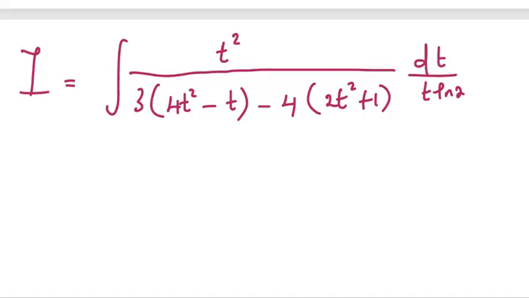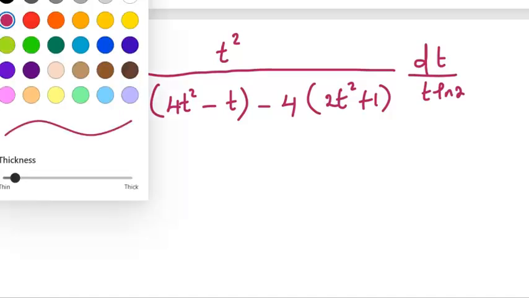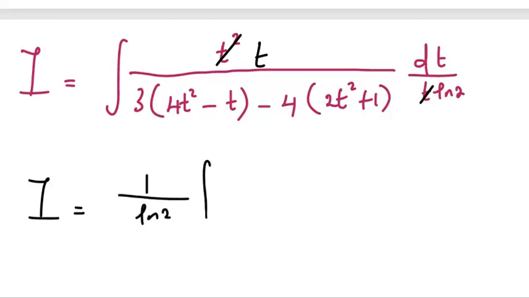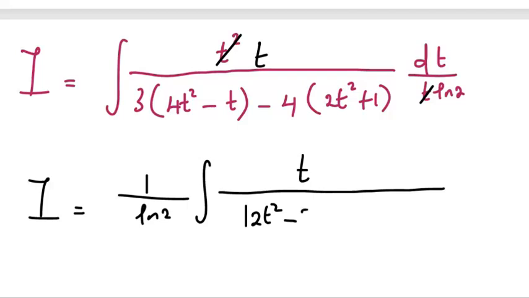Now, I think we have some nice cancellation. Here, this t is going to bring this one down to just t. Then our ln 2 is going outside, so we have 1 all over ln 2 multiplied by the integral of, here we have just t. And then opening the bracket, we get 12t squared minus 3t, and here minus 8t squared. And here, oh, that is minus 4, so that is minus 4.